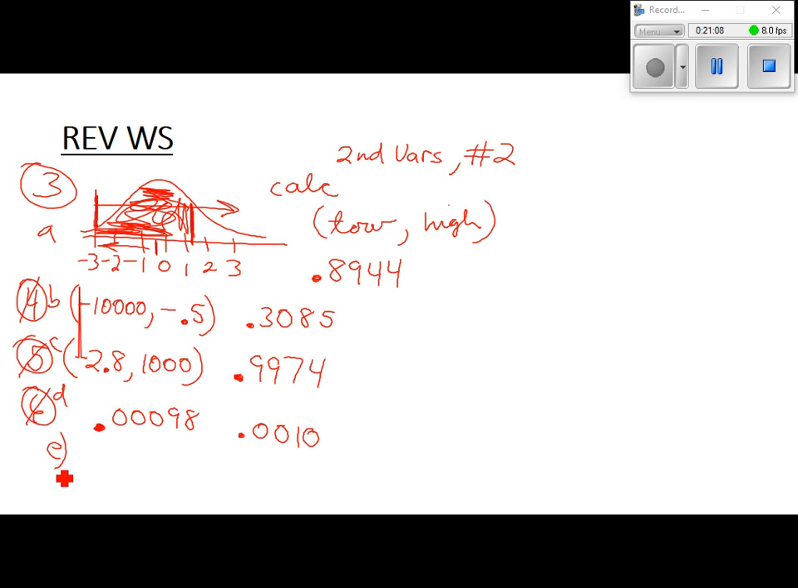Letter E, how do you do in between? Lower z-score and higher z-score. So you just put in the low limit and the high limit. This time it's just those two numbers. What'd you come up with? 0.7994.